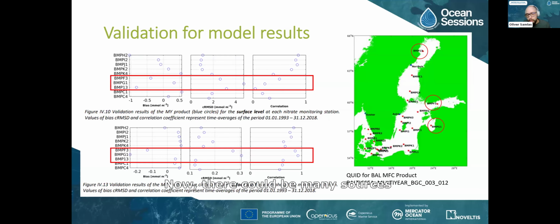Now, there could be many sources for disagreements between the model and observations, like mainly availability of observational data, including monitoring station network and temporal resolution. Also model resolution, data assimilation, different kinds of forcing, model topography and configuration of the basins, as well as oversimplification of biochemical processes, for example.